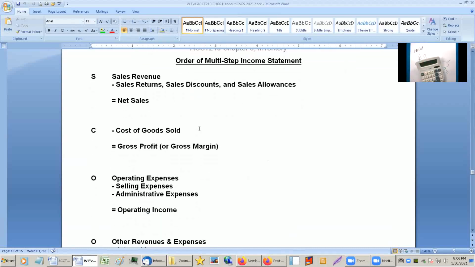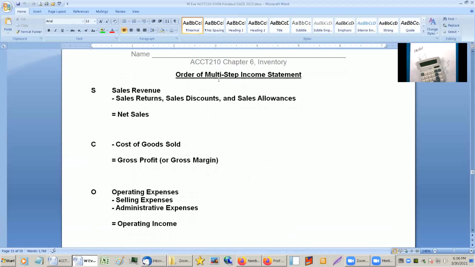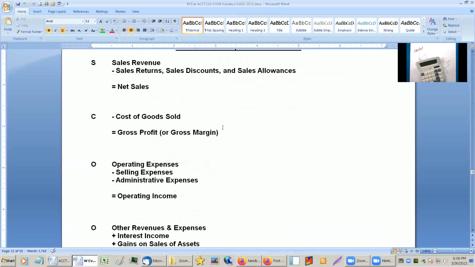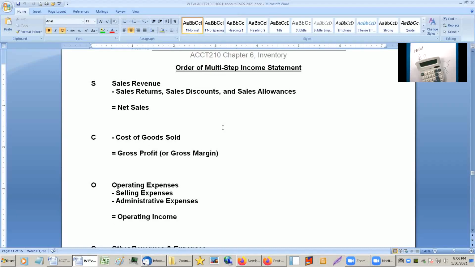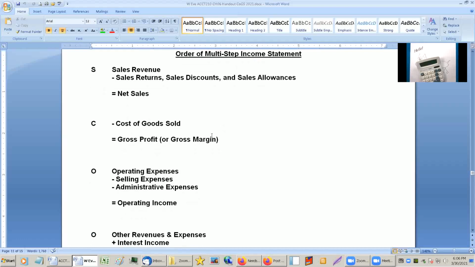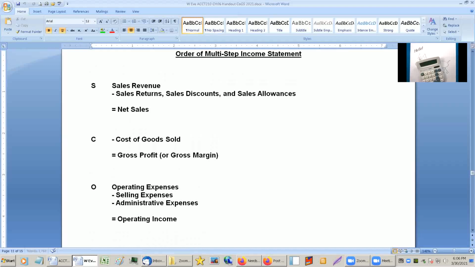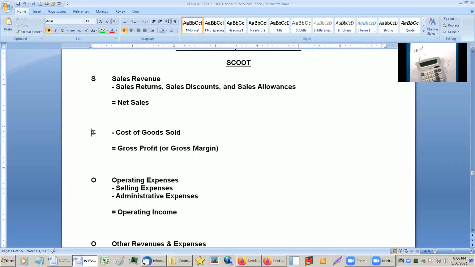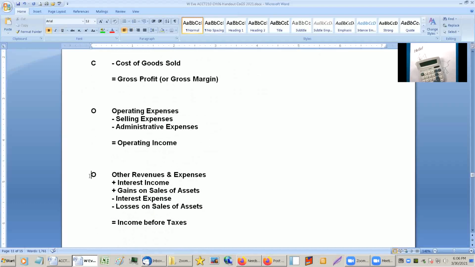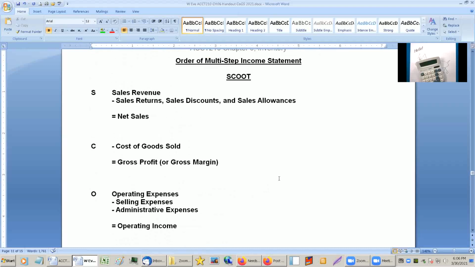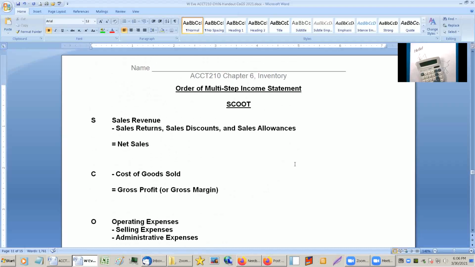Okay. So I think I talked about this last time. So this is the order of the multi-step income statement. It's kind of like the classified balance sheet where you put things that are similar together. And so that's kind of what we do. And the way you remember this is SCOOT. So you remember the multi-step income statement.